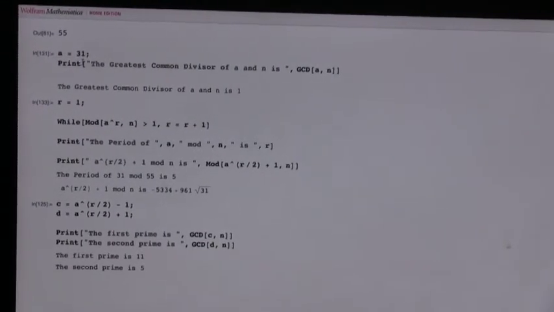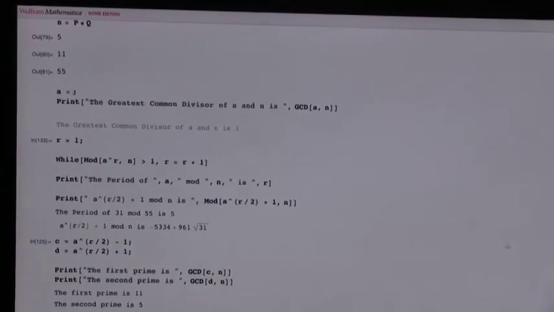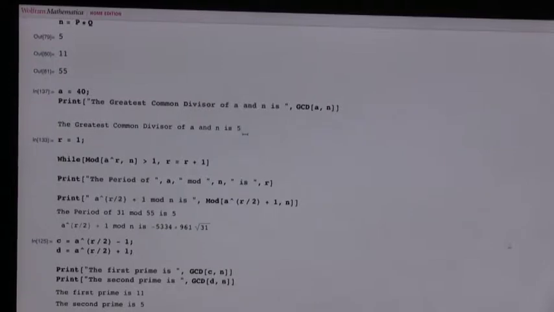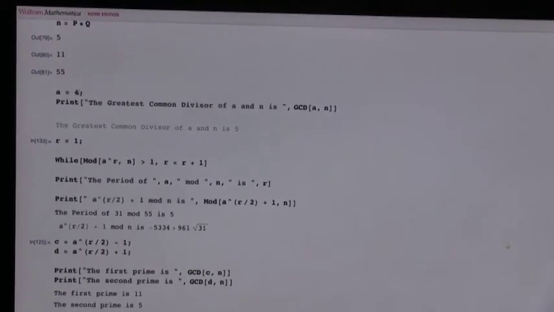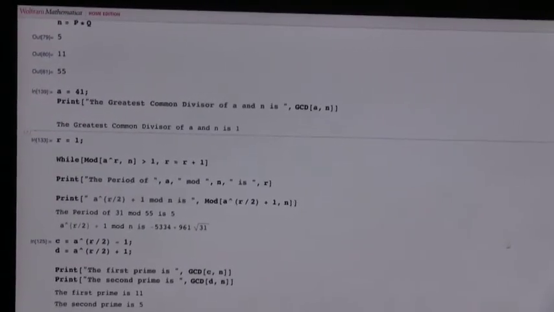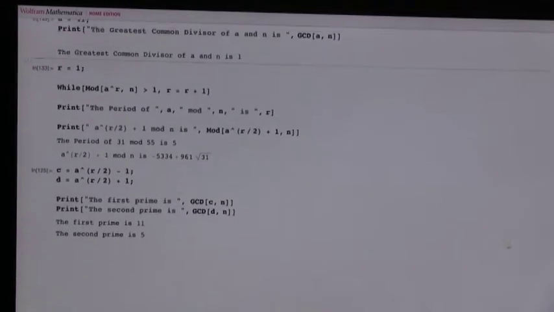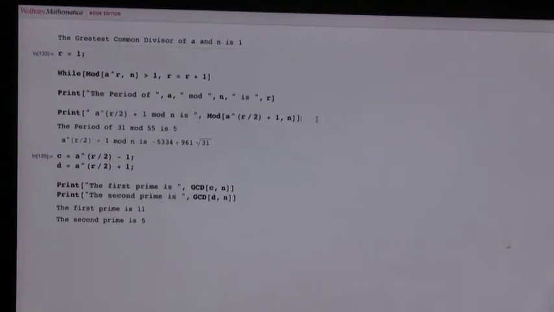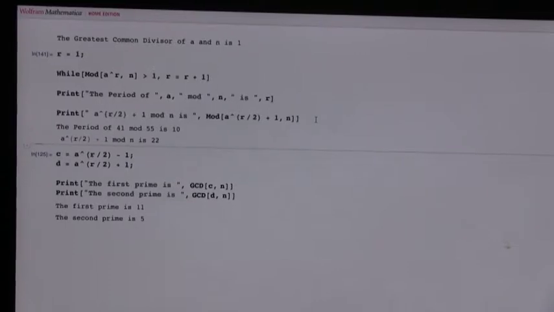How about 40? Actually, no, not 40. The greatest common divisor is 5, so it broke there. How about 41? Okay, the greatest common divisor is 1. Now we go back down to here. The period of 41 mod 55 is 10.